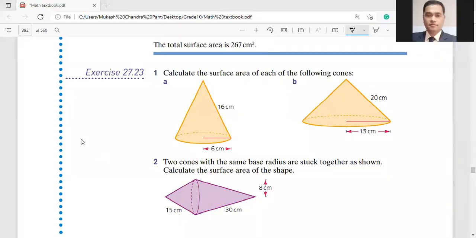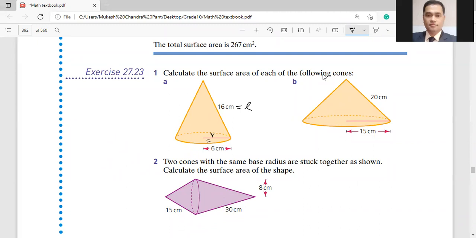So when we calculate the surface area of each of the following, suppose I'm taking question 1A. What is the figure? This 16 means L, the length of the sloping edge or slant height. And this 6 is the r. Calculate the surface area.